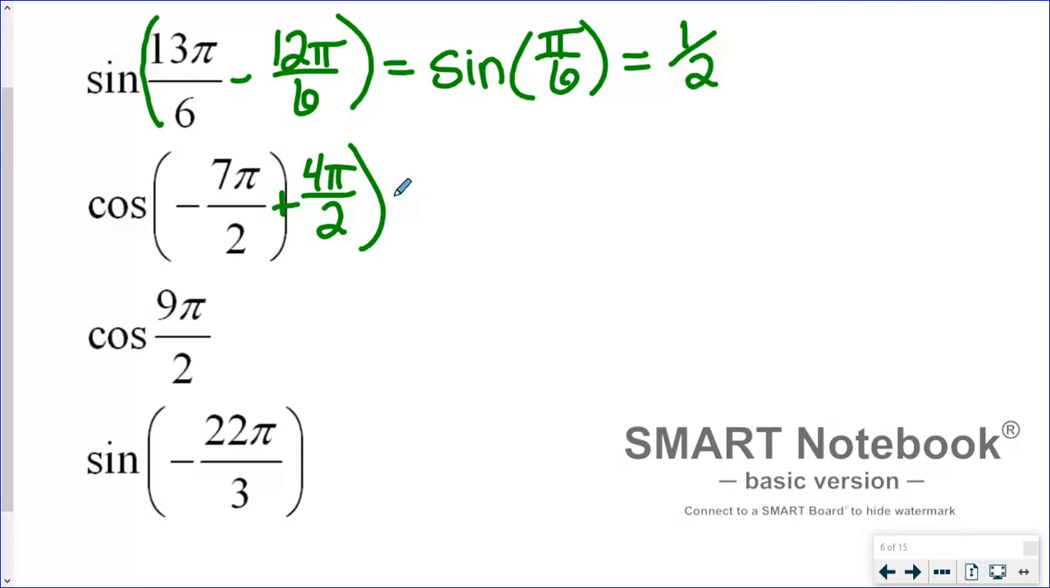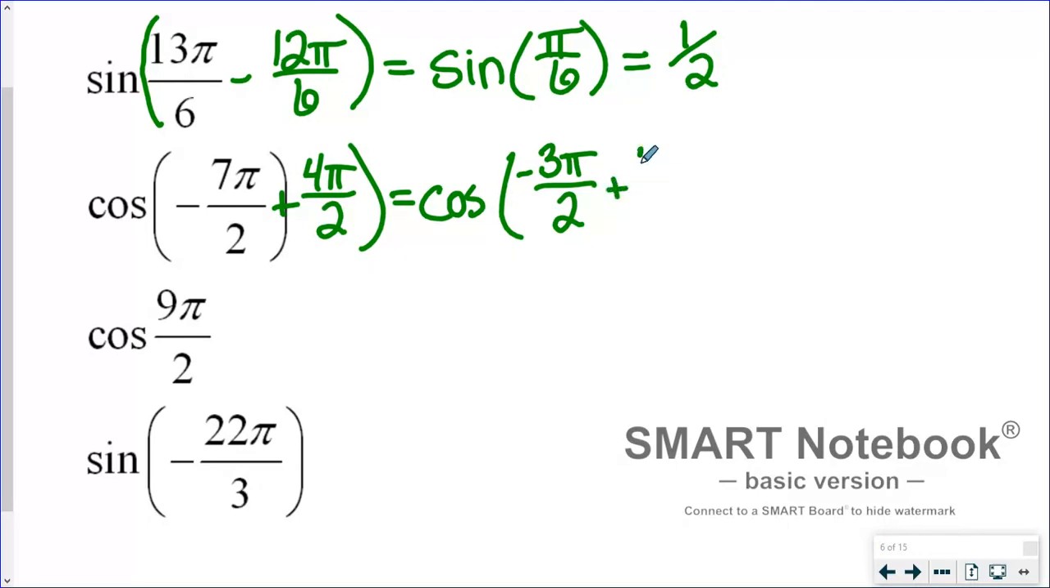If we do this, negative 7 plus 4 is what? It is indeed negative 3. Now that's still negative. So is that on my unit circle? No, because there's no negative angles on my unit circle. Only values between 0 and 2 pi.